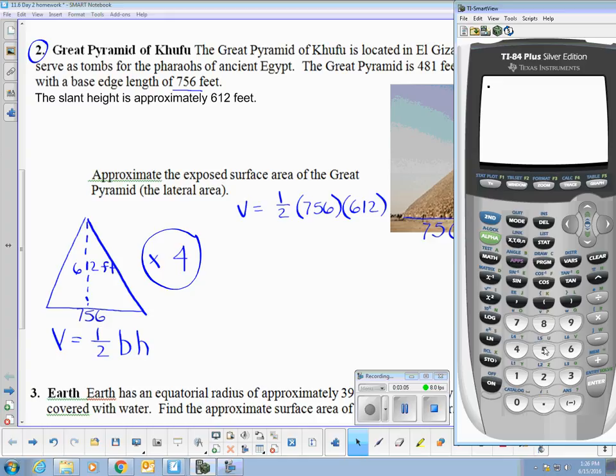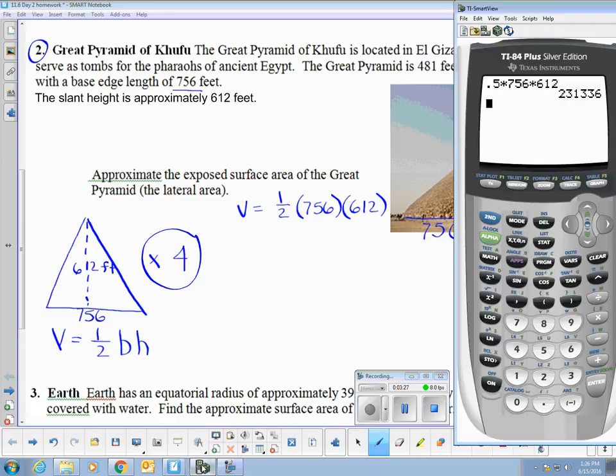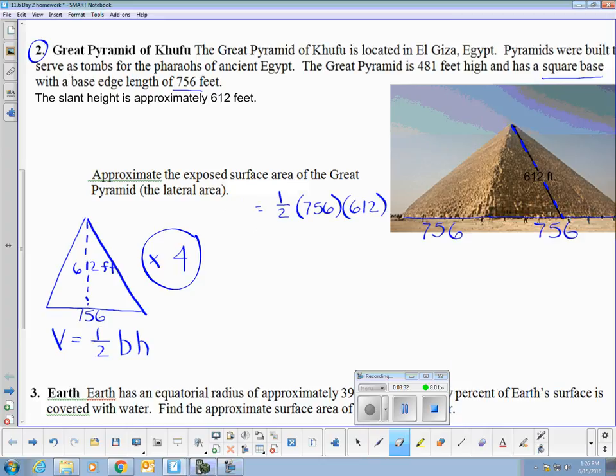All right, 1/2 I'm going to go ahead and put in as 0.5 times 756 times 612. So the area of one of the lateral surfaces is 231,336. And I just noticed I put V here. Can I just go back and change that? Sorry. That would be the area.